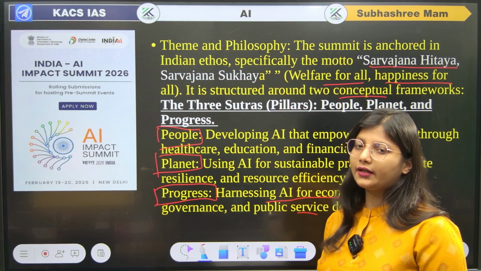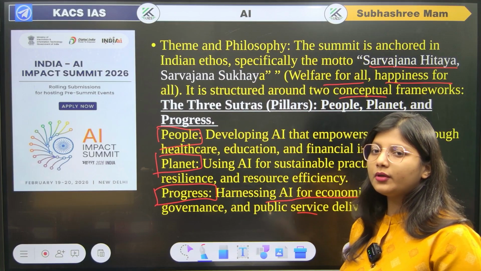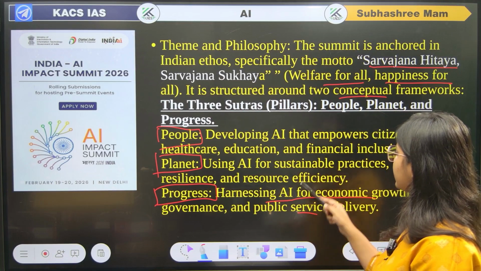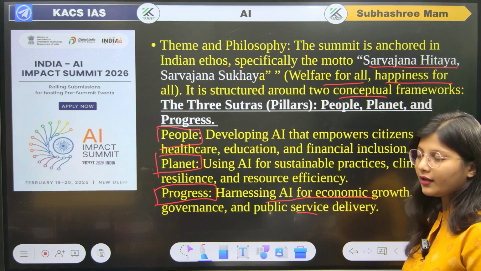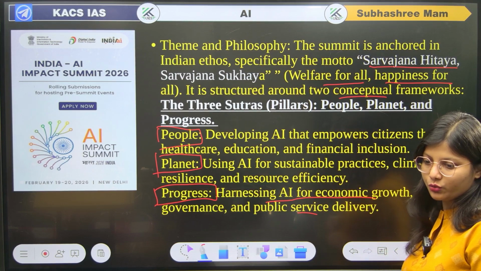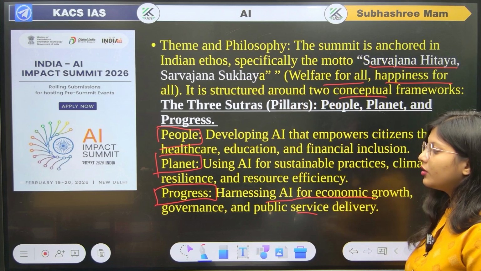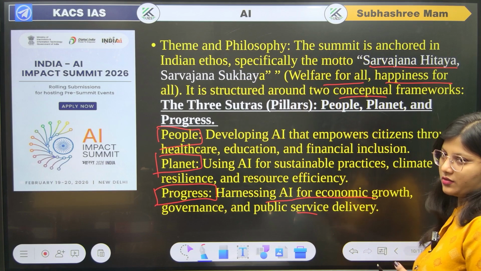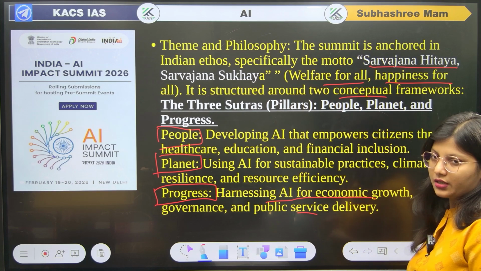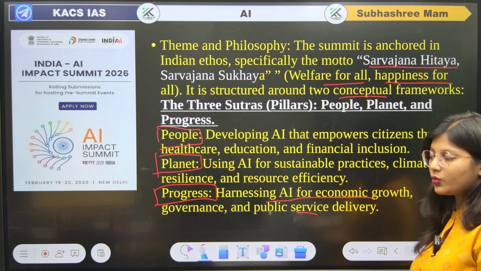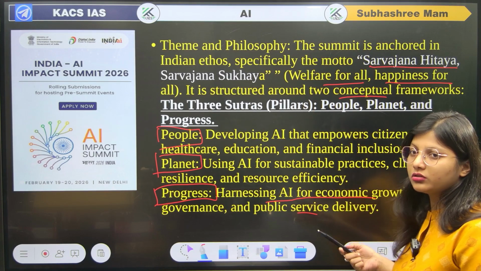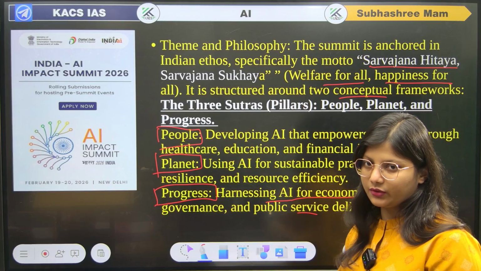People, planet and progress. People means developing AI that empowers citizens, healthcare, education and financial inclusion. And planet means using AI for sustainable practices and for climate resilience. Then progress, how it will progress towards economic growth, governance and public service delivery.